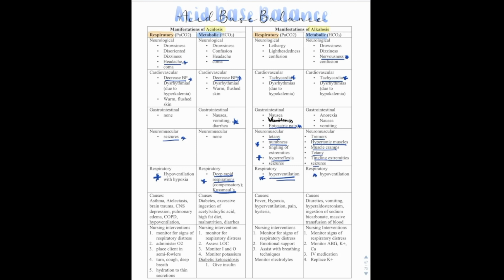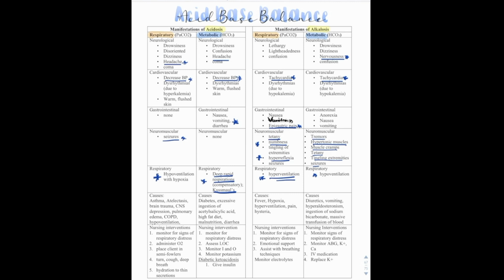For respiratory acidosis, the causes are asthma, electrolysis, brain trauma, central nervous system depression, pulmonary edema, COPD, and hypoventilation. For metabolic acidosis, our causes are diabetes, excessive ingestion of acetylsalicylic acid, high-fat diet, malnutrition, and diarrhea. For respiratory alkalosis, our causes are fever, hypoxia, hyperventilation, pain, and hysteria. And for metabolic alkalosis, our causes are diuretics, vomiting, hyperaldosteronism, ingestion of sodium bicarb, and a massive transfusion of blood.